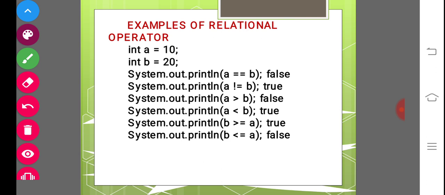System.out.println, is b greater than or equal to a? Yes, it is greater. So the answer is true. System.out.println, is b less than or equal to a? This is again false. The value of b is 20. No, it is not less than or equal to a.